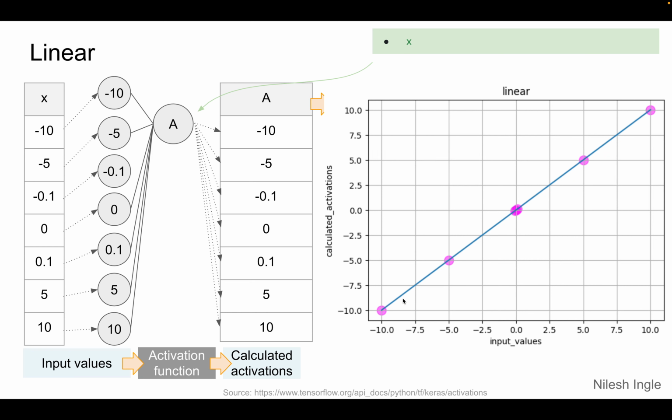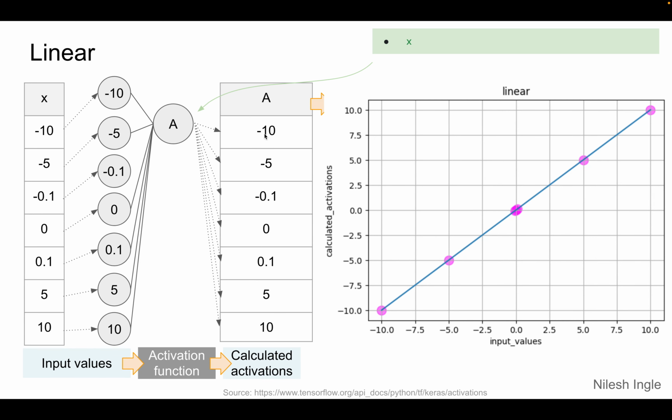On the right hand side, we see the plot, which is the blue line. That is the linear activation function. It's a straight line because we are plotting the same input values against the output values, which are identical, and so that's a straight line. The magenta dots are the values that we have in the column on the left hand side on A.